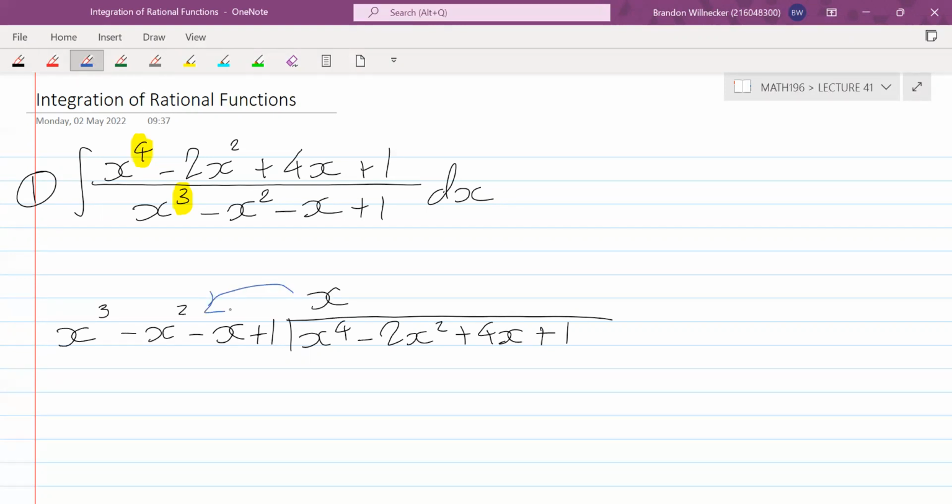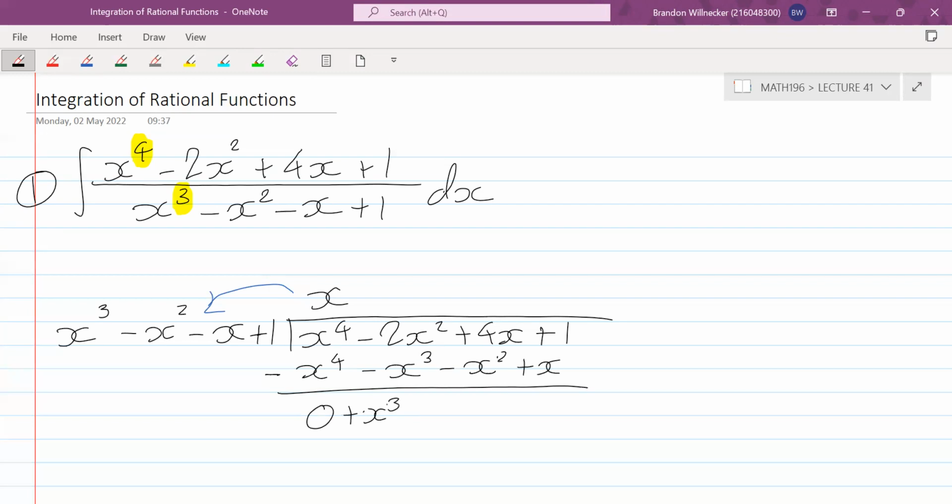So we multiply down, and then the result is going to be x to the 4 minus x cubed, minus x squared plus x, and then we have a 0 at the end there. Okay, now we need to subtract these. So x to the 4 minus x to the 4, that's going to be 0. Minus 2x squared. In the numerator, we don't have an x cubed, so there's like an invisible 0 there. So we have 0 minus x cubed, so that's going to be a plus x cubed.